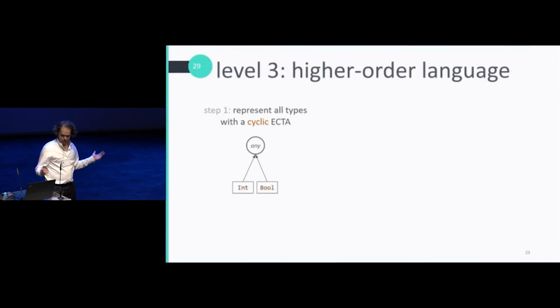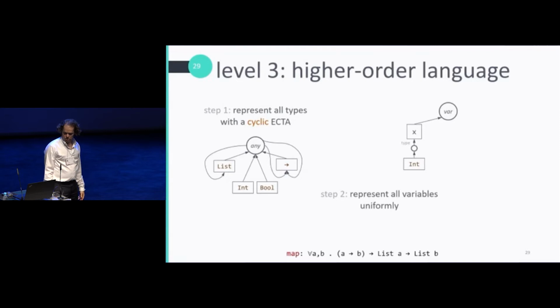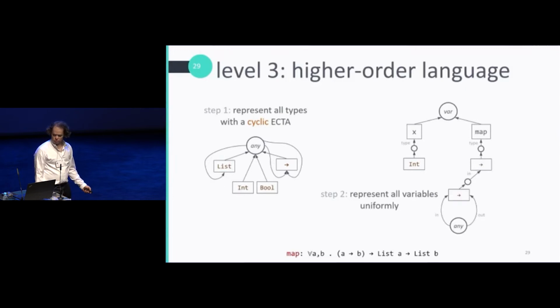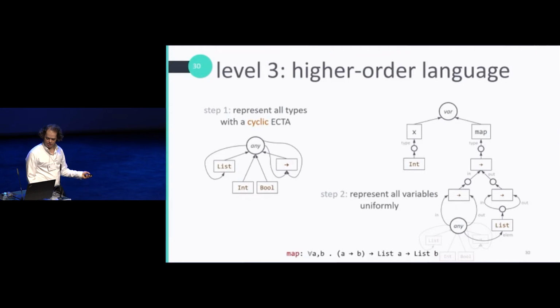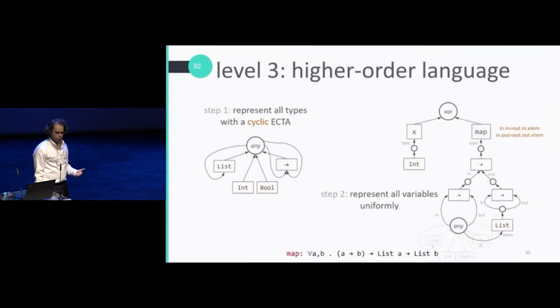Now I want more than 3 types in the universe. I want infinitely many types in the universe. We just add some cycles. Now this any node represents lists and functions, anything you build out of these type constructors: the entire language of types, with base types int and bool. Now, I'm going to represent the map function, and I just use this any node inside the type of the map function. Now we have a function from A to B to list A to list B. I add some more constraints, saying the 2 A's have to be the same any and the 2 B's have to be the same any. And now I've shown that I can represent this entire space of well-typed polymorphic terms with the ECTA.